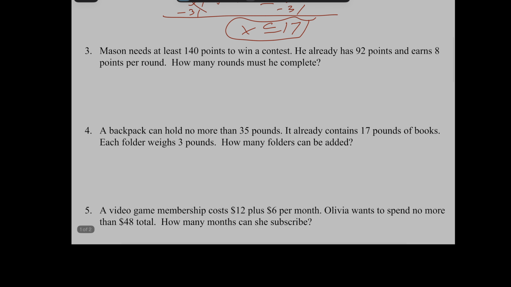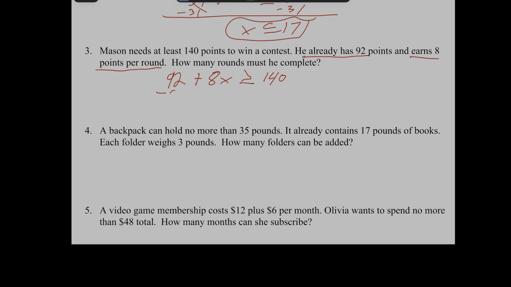All right, Mason needs at least 140 points to win a contest. He already has 92 points. There you go, he's got the 92 in the bank, and he earns 8 points per round. So I'm going to add 8 points for every round, but I don't know how many rounds. That's why it gets the x. And I have to relate that to 140. Do I want this number to be smaller or bigger than 140? Well, it's got to be at least 140, or else he's not going to win. So we want it to be at least equal, but could it be bigger? Sure, it could be bigger. And there you go.